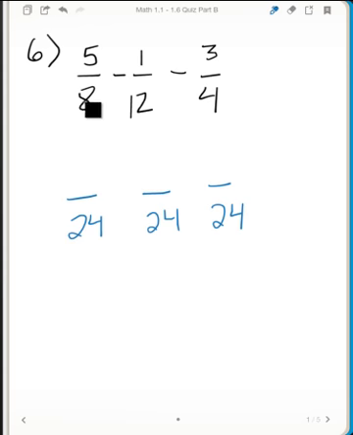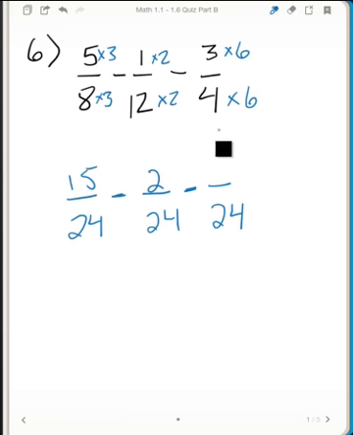So looking at my first fraction here, I have an 8. So how do I make 8 into 24? I have to times it by 3. So then I have to times the top by 3. I have a 15 here. Keep my sign. I have a negative there, so negative 1. I'm going to times this by 2 to make it 24. And then keep my negative here. And then I'm going to times this by 6 to make it 24. And that gives me an 18 here.